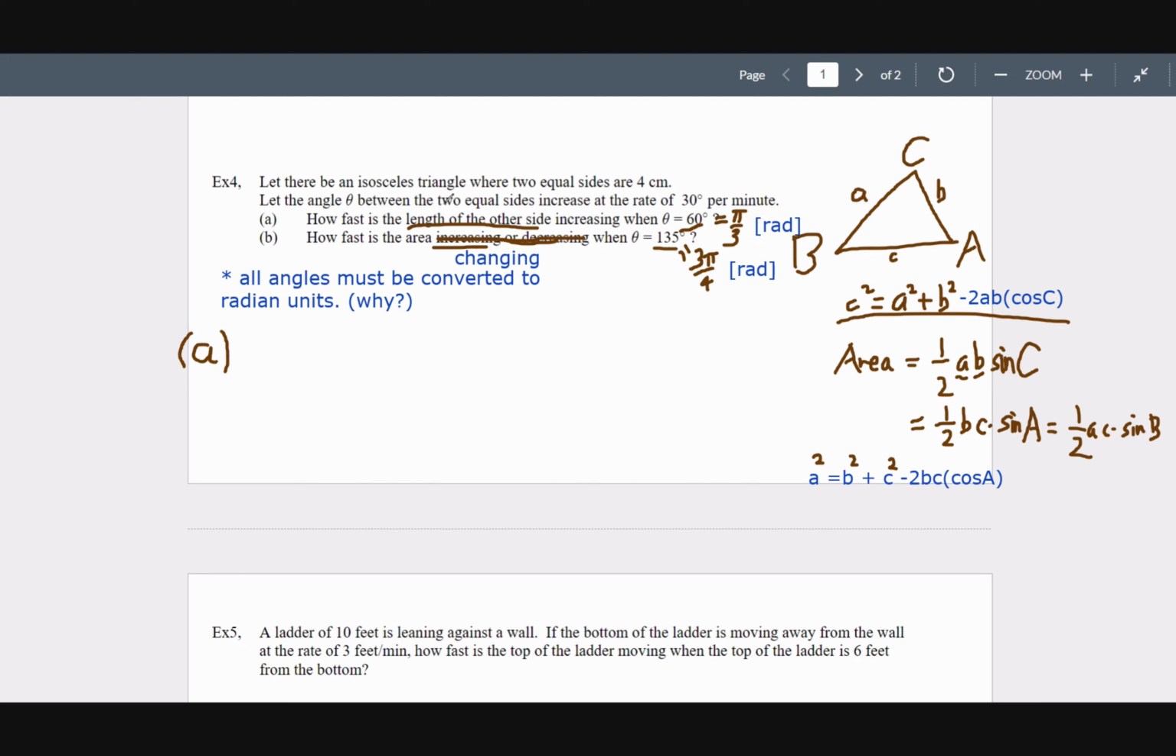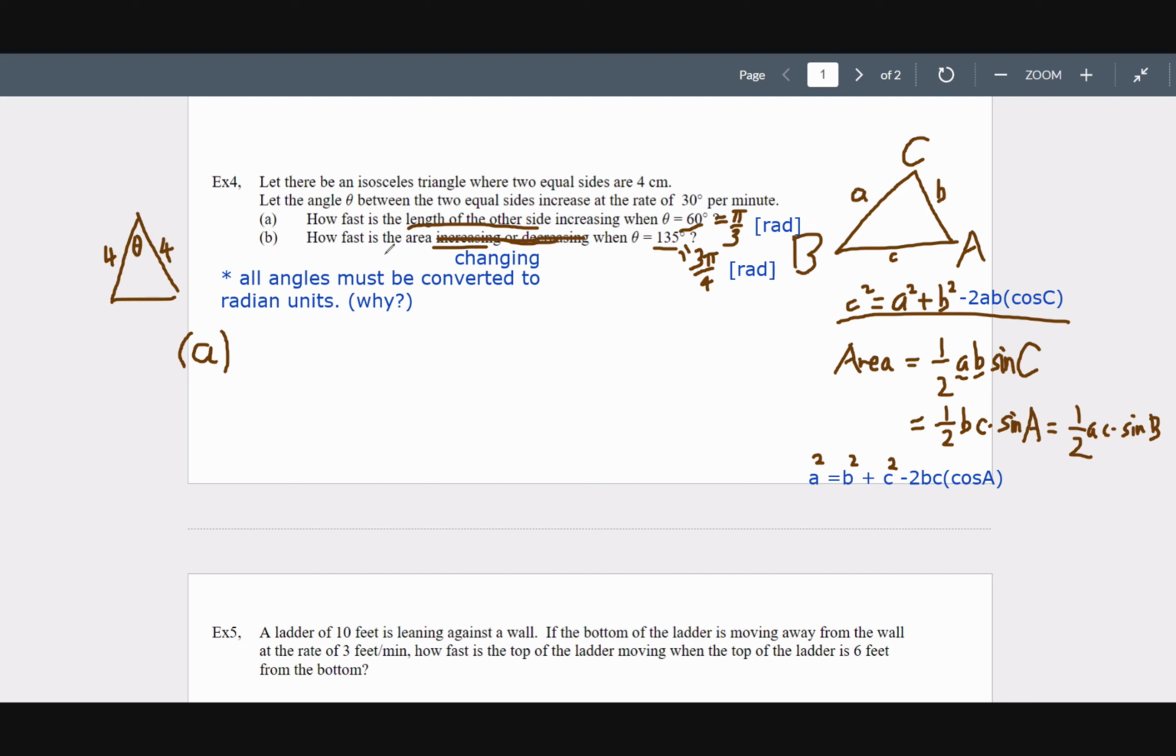Okay, let there be an isosceles triangle where two equal sides are 4 inches. So we have a triangle here, and this side is 4, and this side is 4. The two equal sides. And the middle angle is called theta. I should have called this A so that I can type it in. I cannot type theta, so it's a little inconvenient here. Anyway, we have this.